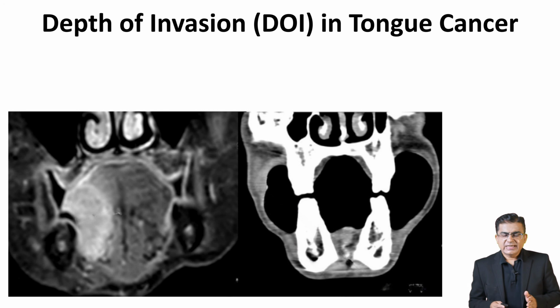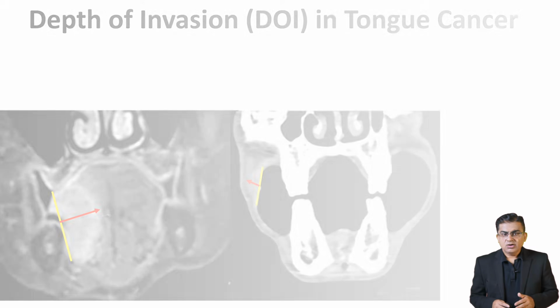Let me show you two more cases of how you measure depth of invasion. This is a case of right lateral border tongue. Measure this distance. This is depth of invasion. This is a case of right buccal mucosa and this is the depth of invasion. So this is all about depth of invasion I want you to learn at this stage. Let us move to the next parameter which we need to see in all tongue cancer.